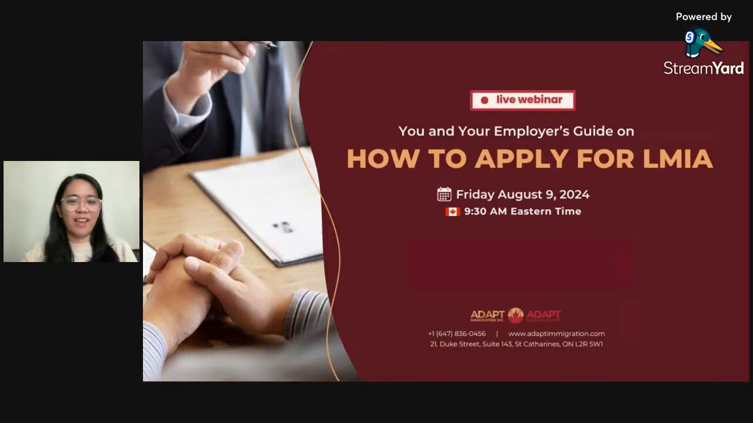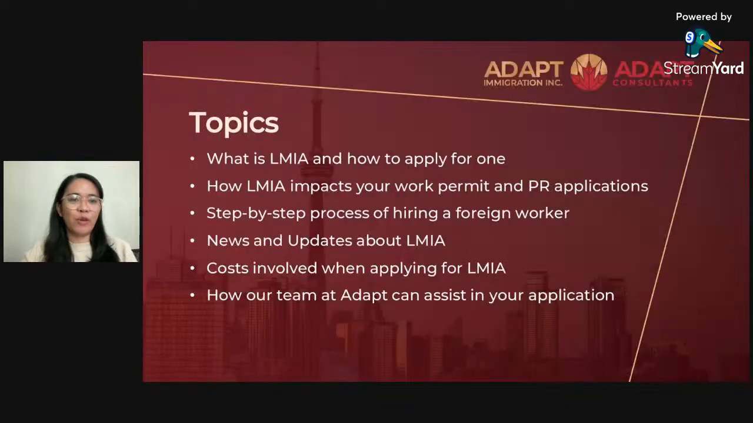And our topics for today are: we'll be discussing what is LMIA, how to apply for one, how LMIA impacts your work permit and PR applications, a step by step guide on hiring a foreign worker, news and updates about LMIA, costs involved when applying, and how ADAPT can assist you with your application.